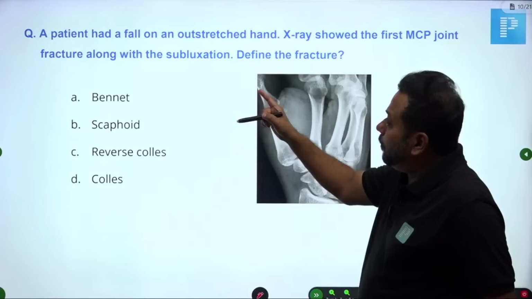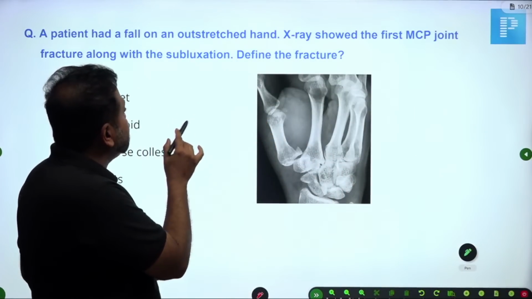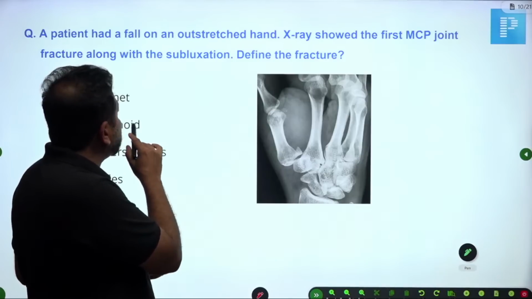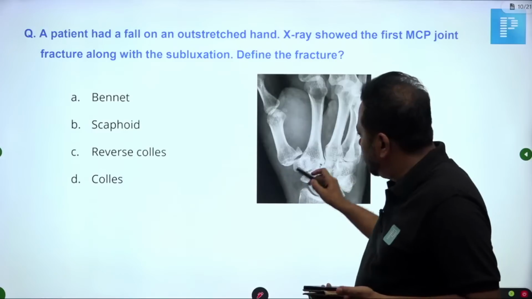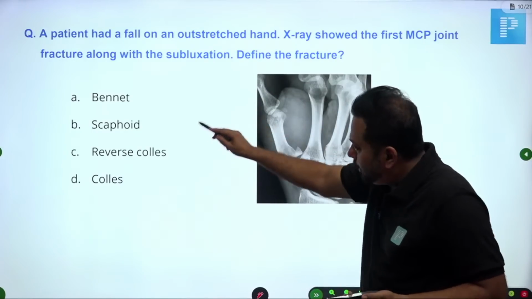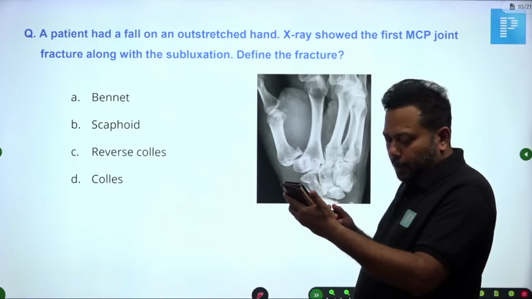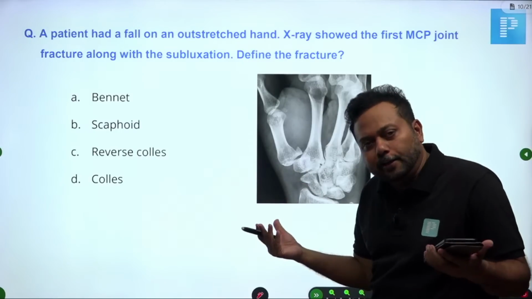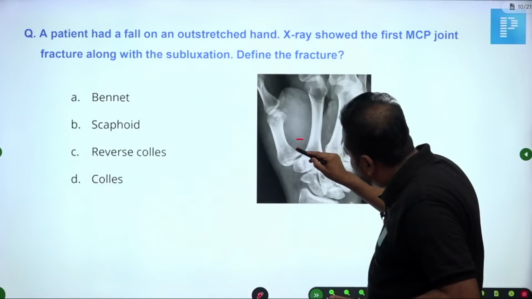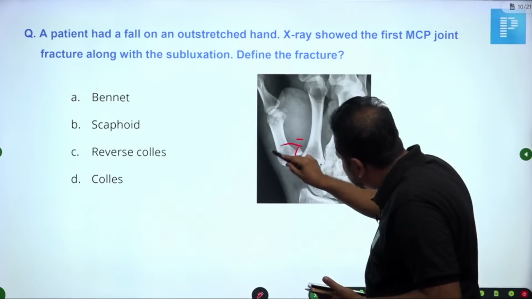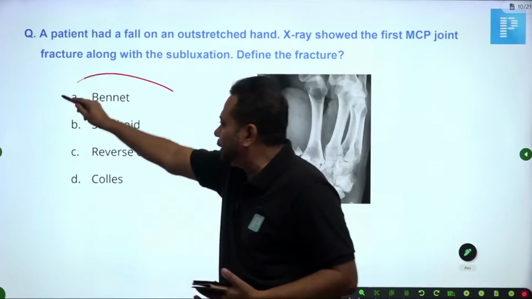A patient had fallen on an outstretched hand. The X-ray shows a first metacarpal joint fracture along with subluxation. We all know, dear friends, it's very clear. These are the choices I have received. Yes, Akash Kotkar, you have already answered correctly. Marvelous. I am able to see an oblique fracture here in the base of the first metacarpal with subluxation. This is called a Bennett fracture.